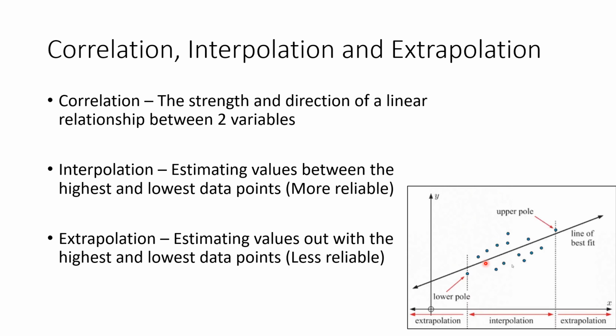For extrapolation, you're estimating values outside the highest and lowest data points, so it's less reliable. Because when you make the straight line, you know that the straight line between the highest and lowest point is this direction. But what's to say that the line doesn't just curve off here or go up here? We don't know that. So when you're extrapolating, you're assuming the trend is continuous up to the point you're calculating. And that just may not be true at all.